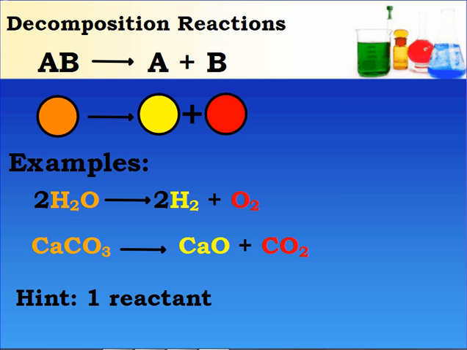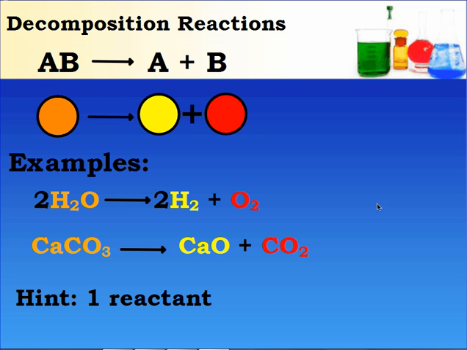Here we have a decomposition reaction. Decomposition is to decompose or to break down. You might remember that word from biology class. We have AB yields A plus B. It's just the actual reverse of the synthesis reaction. Here I have the orange, and I break it down into the yellow and the red.